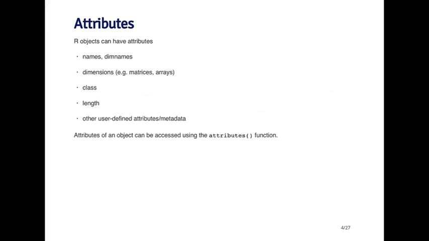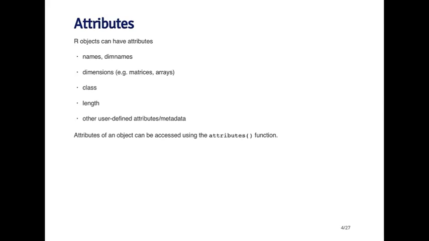Another thing that comes with each object in R is an attribute. Not every object in R necessarily has attributes, but attributes can be part of an object. Some of the most common types of attributes that we'll encounter are names, or dimnames, for dimension names. Dimensions, so a matrix will have dimensions. For example, it'll have a number of rows and a number of columns. If you have a multidimensional array, you'll have more than 2 dimensions. The class of the object, so every object will have a class. For example, numeric objects have class numeric, and integer objects have class integer.